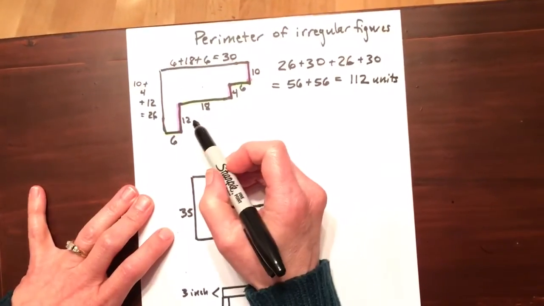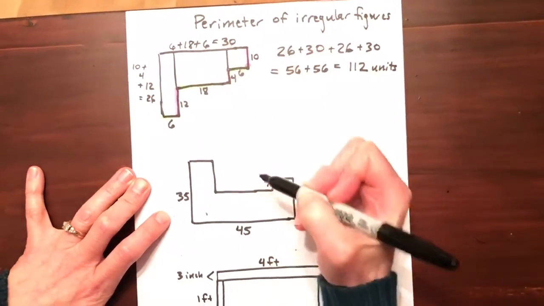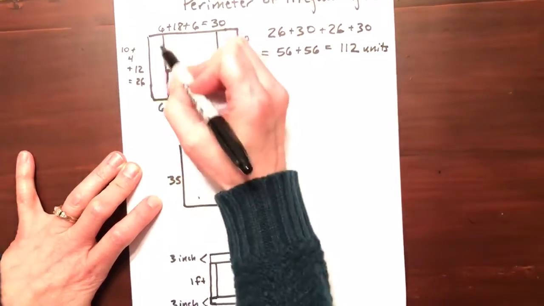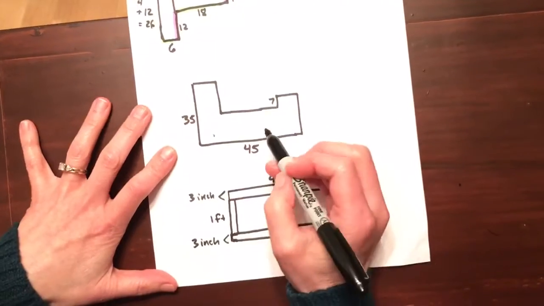If I wanted to find area, of course, I could break this into smaller rectangles just by drawing some lines and then finding the length times the width of each of these parts. Let's look at another one.